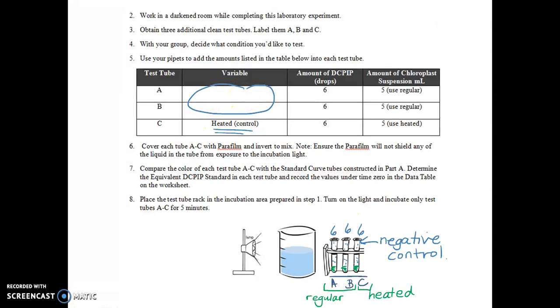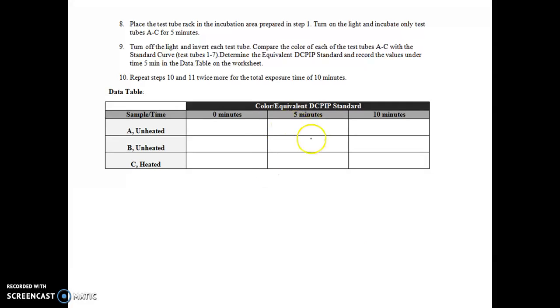I'm not going to tell you what you could do. You just figure out something, some factor you could change between test tube A and test tube B. Now we're going to wait a little while, and we're going to take note of the starting color. Hopefully these should all be the same.